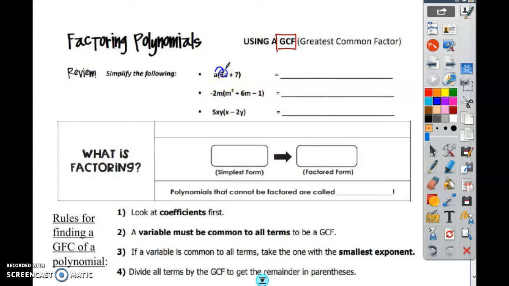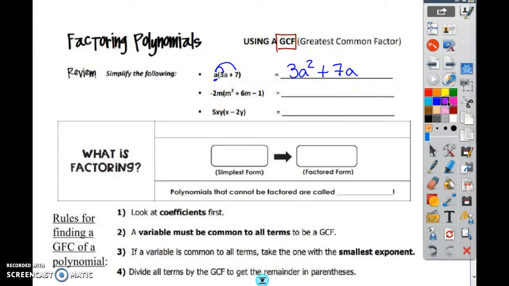So now if I distribute, A times 3A is 3A squared. And A times 7 is 7A. Okay? They both have an A in common that I can take out. That's what we're going to do today. We're going to start from here, and we're going to go to here.